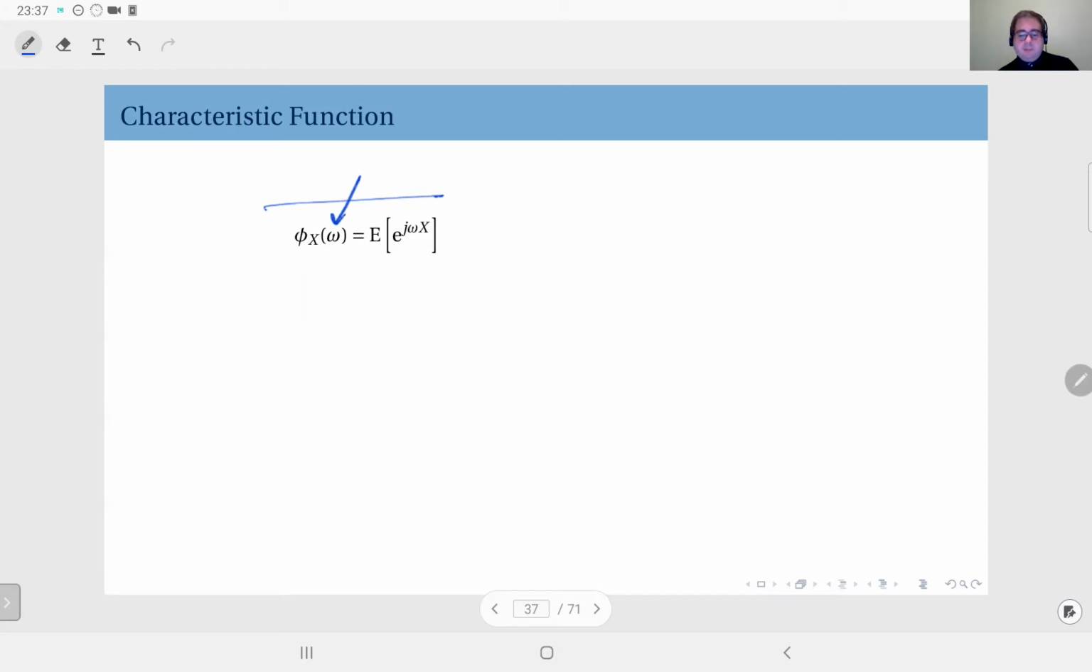Okay, and by definition, it's the expected value of this function of random variable x, e to the power j omega x. And here maybe I should remind you that j is the imaginary unit, square root of minus 1. So this essentially is in general a complex function. It may not be real.